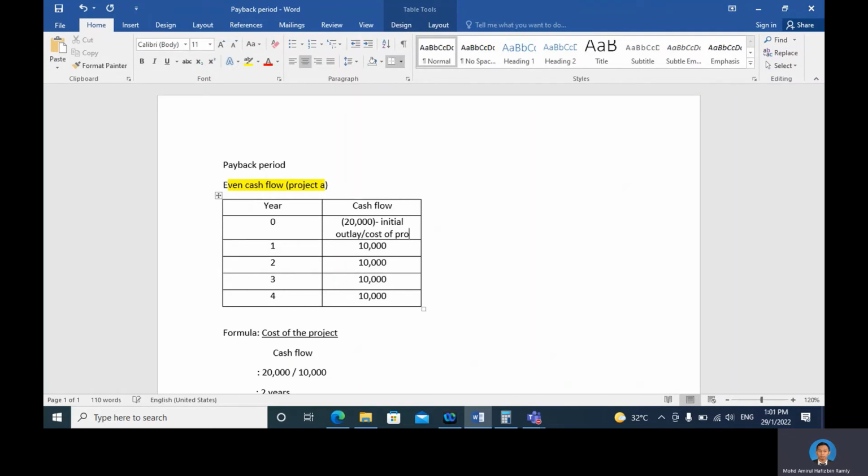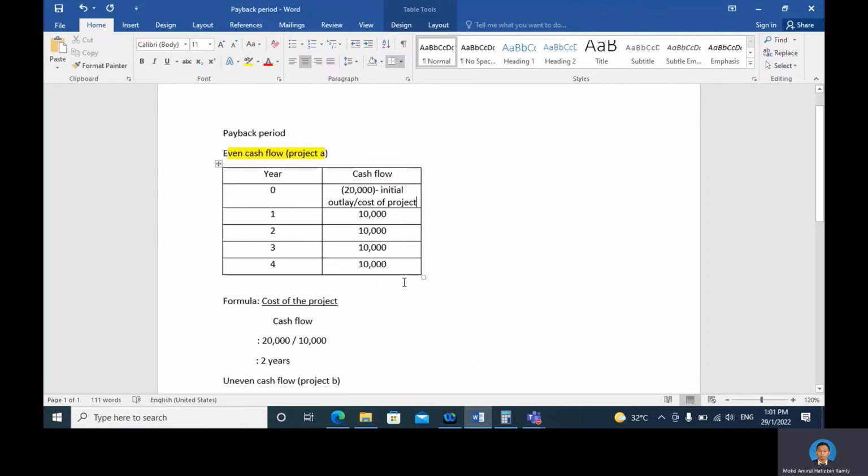Cost of project means that you need to prepare your capital first. It means that we need to give advance our capital before we can gain back. So the cash flow for year 1, 2, 3 will be the incoming value for us. So when you find that incoming value is similar every year, we name it as the even cash flow.